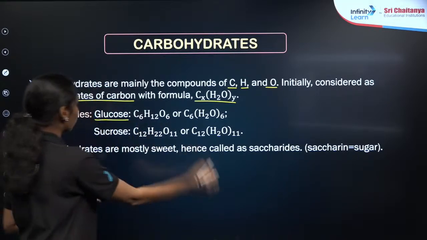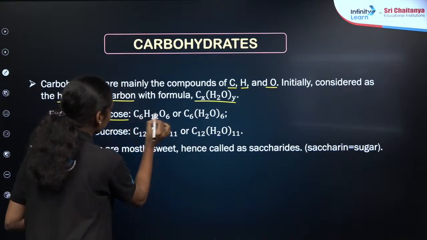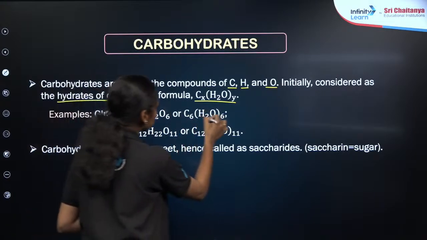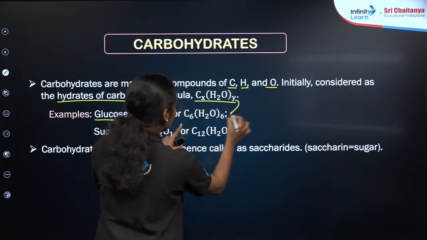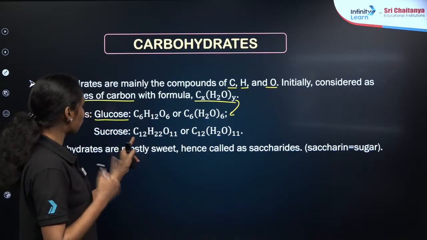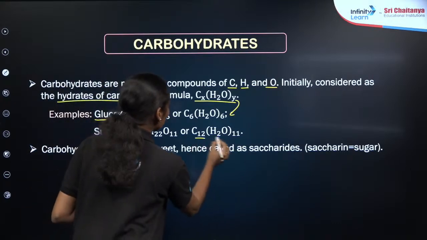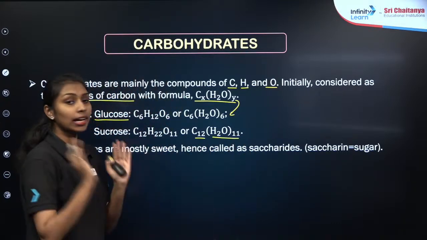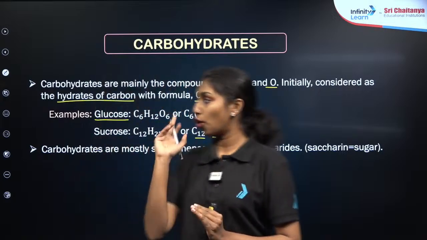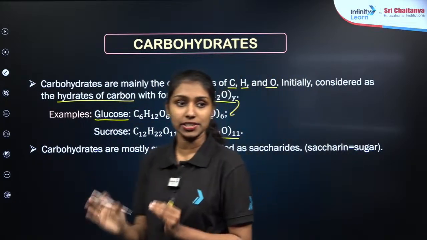As you already know, glucose has the formula C6H12O6, or C6(H2O)6. This is a general formula. Then the second one is sucrose, having the formula C12H22O11, or C12(H2O)11. It follows the general formula Cx(H2O)y, so we can call it a carbohydrate. Clear?